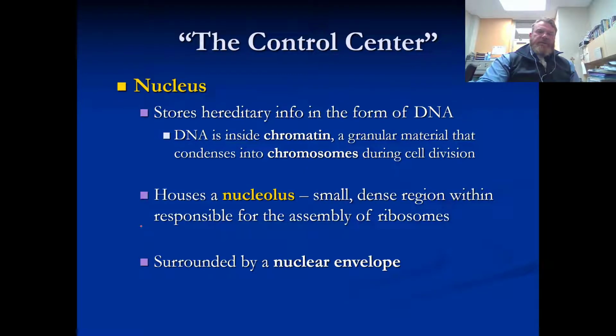The control center, aka the nucleus. The nucleus houses the DNA in the form of chromatin and chromosomes, and we'll talk more about that when we get to mitosis. It also holds the nucleolus. The nucleus is the whole thing, and the nucleolus is this smaller portion here. This is where we make ribosomes, which do a ton of things in our body.